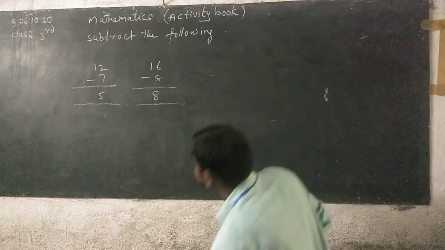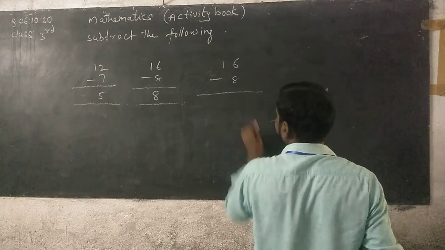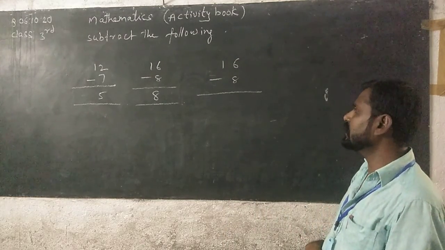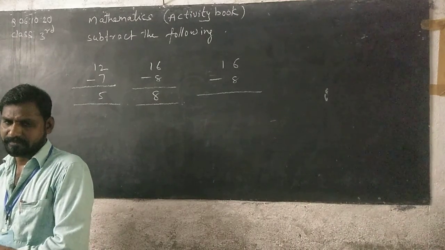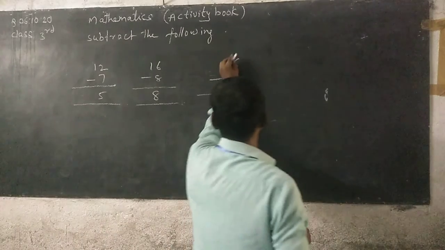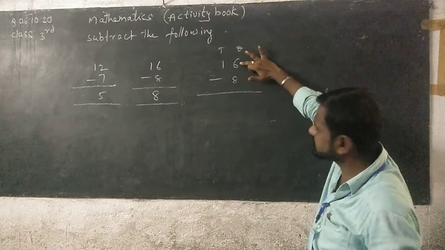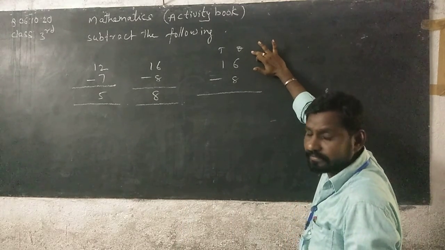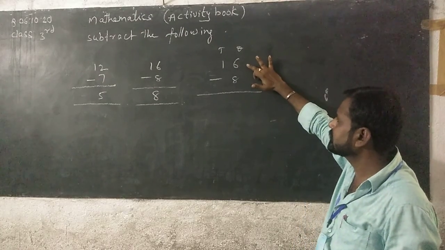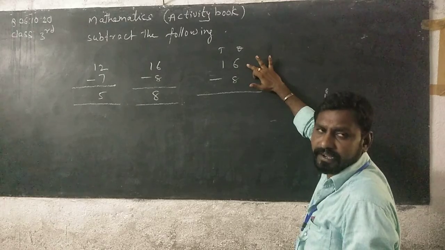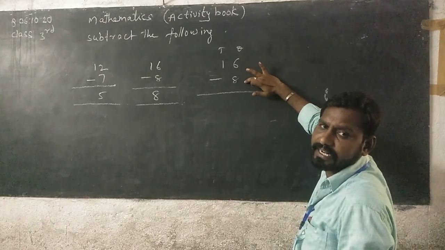See, you can see here 16. Listen carefully. 16 minus 8. See, while doing subtraction problems, first we subtract the digits in the ones place. So this is the ones place digit, this is the tens place. So here, in the ones place, 6 is at the top of the ones column, 8 is at the bottom of the ones column. So you write 6 at the top in the ones column, and below 6, under 6, you write 8.